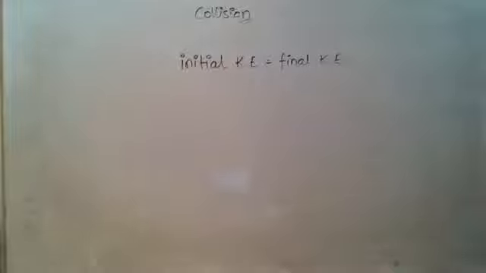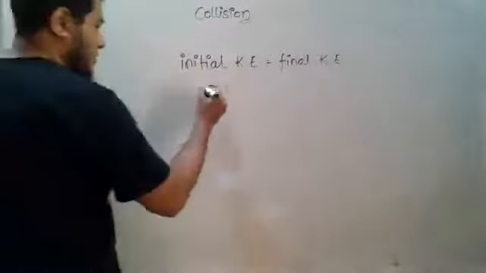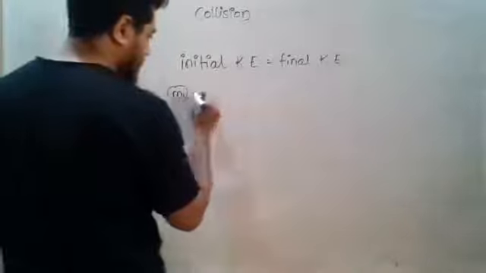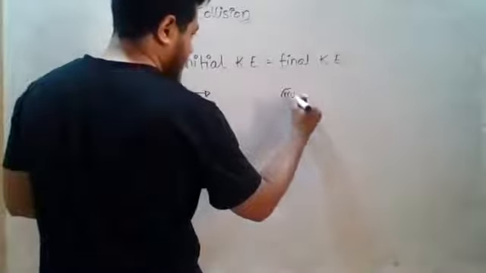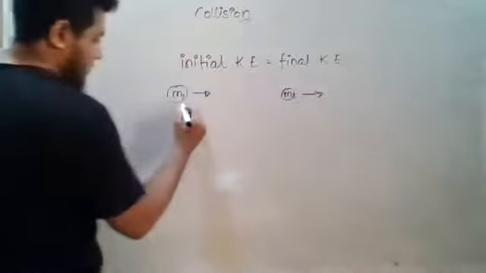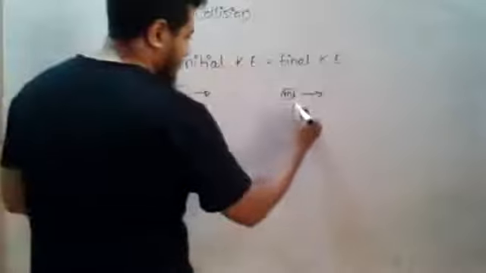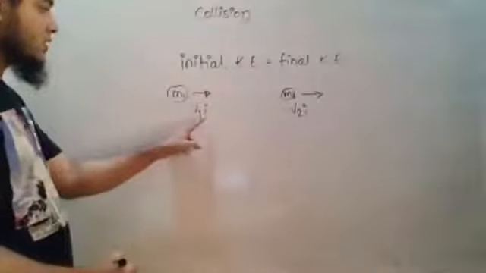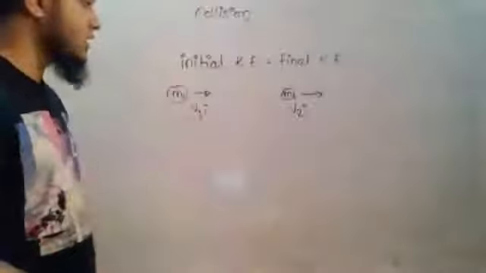Okay, so then look at two bodies, one is M1 and the other is M2. The velocity of the first one is v1i and the velocity of the second one is v2i. That means v1i is the initial velocity of the first body and v2i is the initial velocity of the second body.